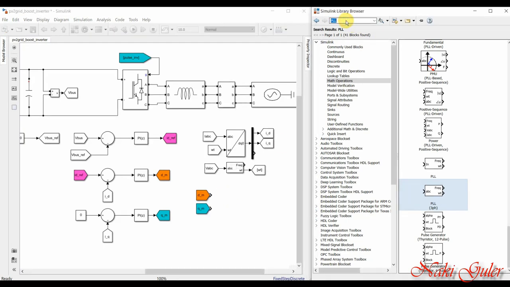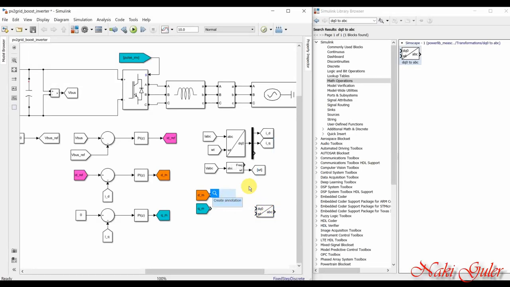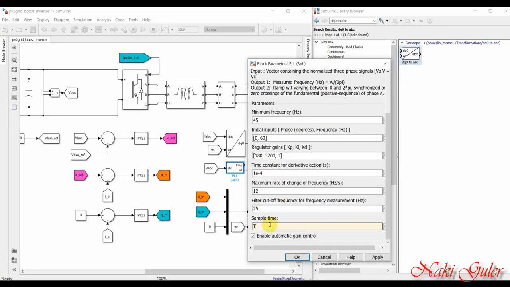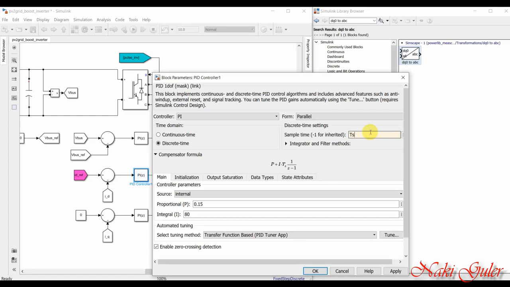We should use DQ0 to ABC, and a MUX with 3 inputs. So I will combine the 3 parameters. Okay, and I will apply it to the DQ transform, and this one. I think I forgot to change its sampling time. Okay, is there any sampling time? No. Okay, we should change the PI parameters, and it is faster than this one.